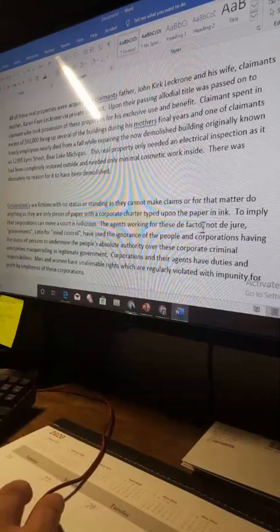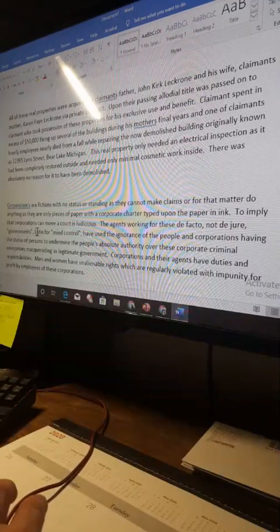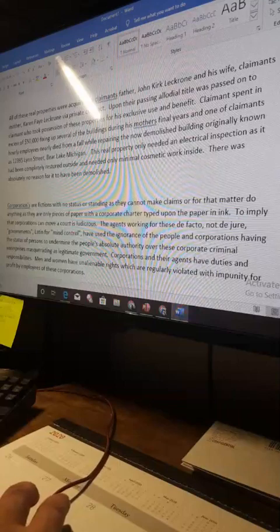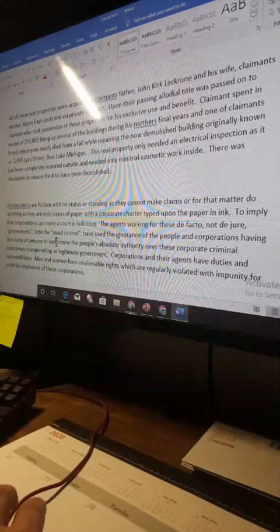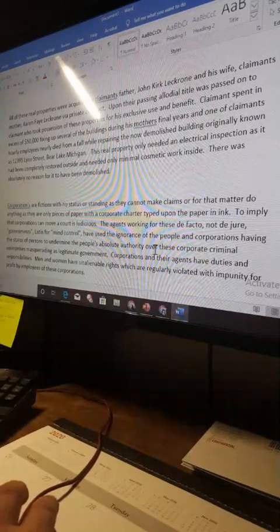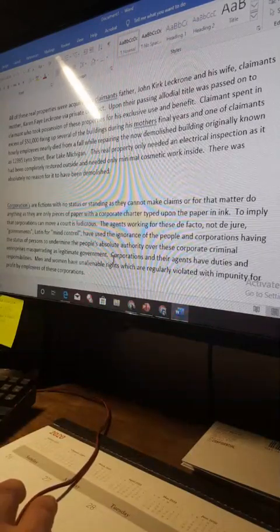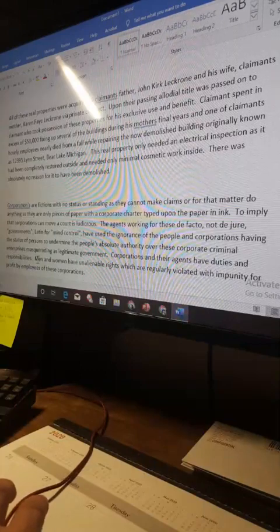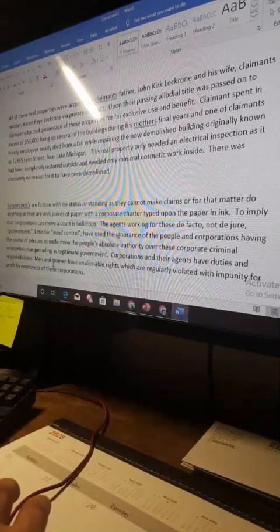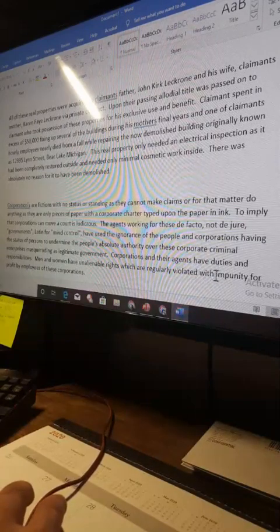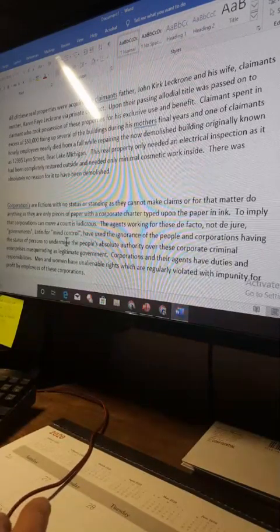The agents working for these de facto, non-de jure governments, Latin for mind control, have used the ignorance of the people and corporations having the status of persons to undermine the people's absolute authority over these corporate criminal enterprises masquerading as legitimate government. Corporations and their agents have duties and responsibilities. Men and women have unalienable rights which are regularly violated with impunity for profit by employees of these corporations.